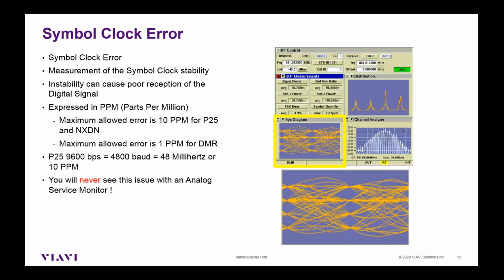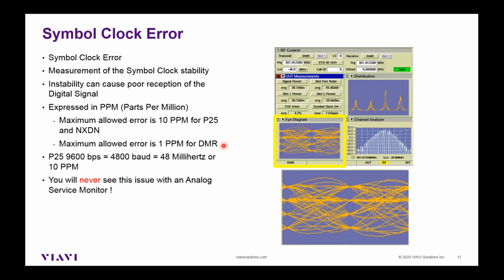So symbol clock error. This is a somewhat uncommon issue, but I've seen it at least 3 times, and it is most easily detected with the eye diagram. On the eye diagram, what you look for is that it should intersect on the dotted line in the middle. But when you have an issue with symbol clock error, it will actually shift above and below that center line, and it will make the distribution plot look as though there's FSK error, or make that value look higher. But if you look on the eye diagram and you see it shifting around, it's really because of a symbol clock error.